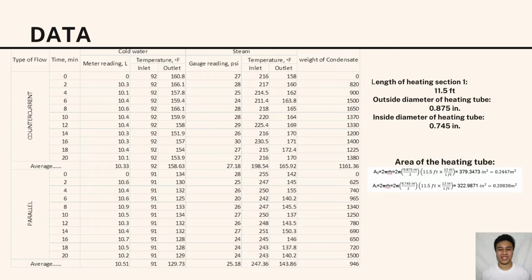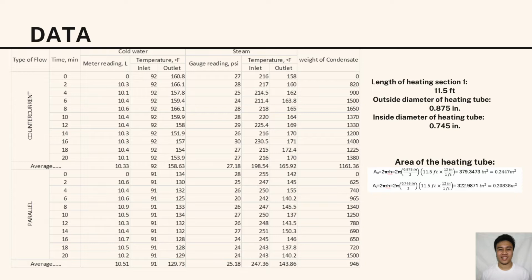Next is the data on the parallel heat exchanger. Based on the given data, the average temperature of the cold inlet and outlet water are 91 and 129.73 degrees Fahrenheit respectively. The steam gauge reading is 25.18 psi and the inlet and outlet temperature of the steam is 247.36 and 143.86 degrees Fahrenheit respectively.